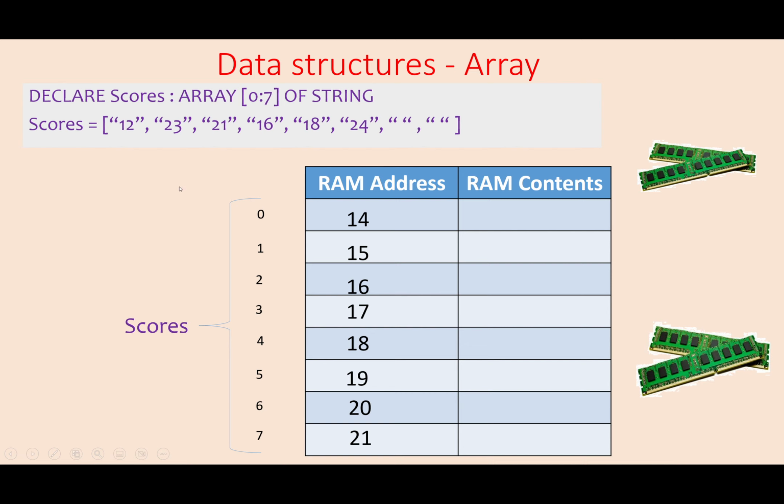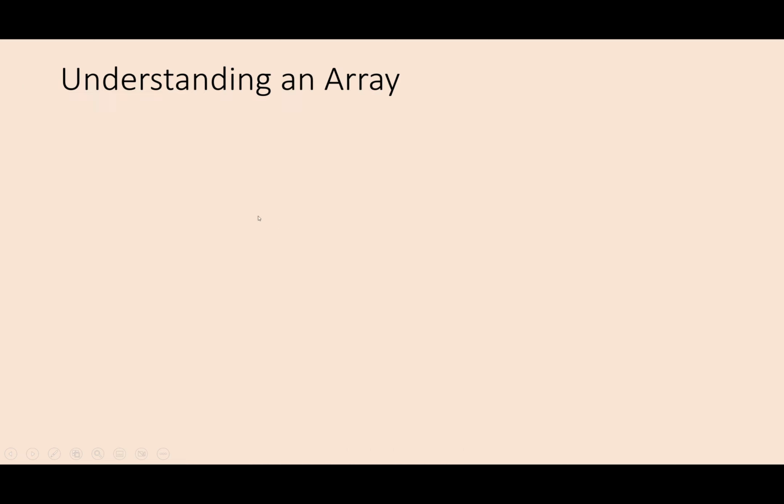Once that's created, we can then assign the elements to the memory. So we can say scores 0 is 12, scores 1 is 23, and so on and so forth. These are the addresses where they are. So scores 0 points to address 14, and address 14 is storing 12, and these are all strings. You can see that two of these are actually storing empty strings, so we could put some data in them or leave them empty. It's entirely up to the programmer.